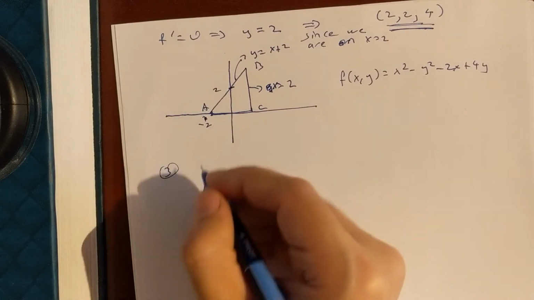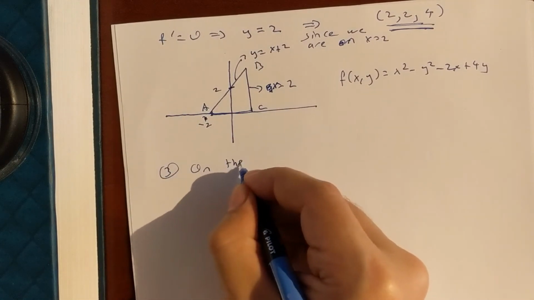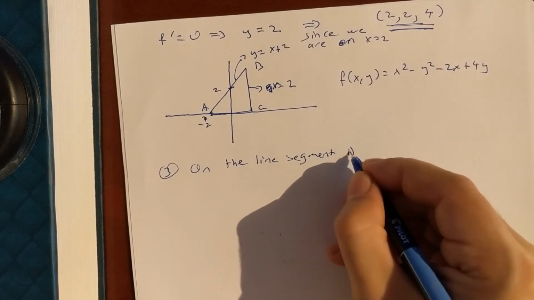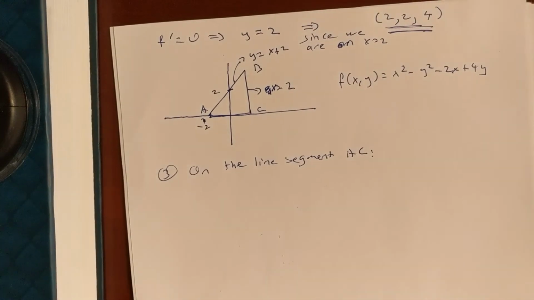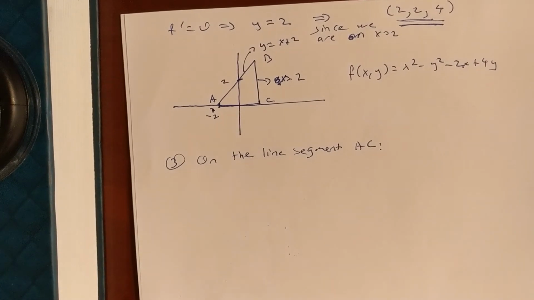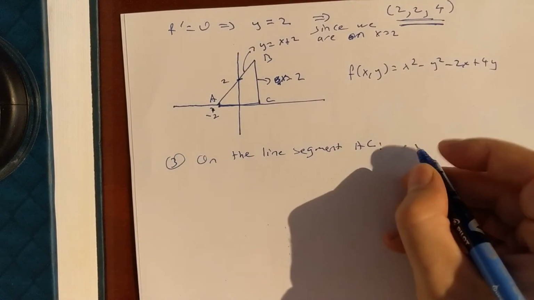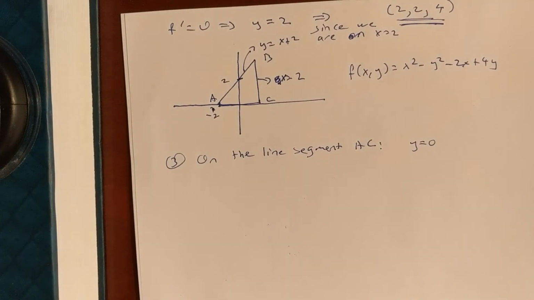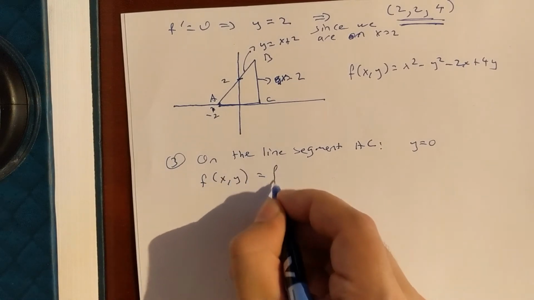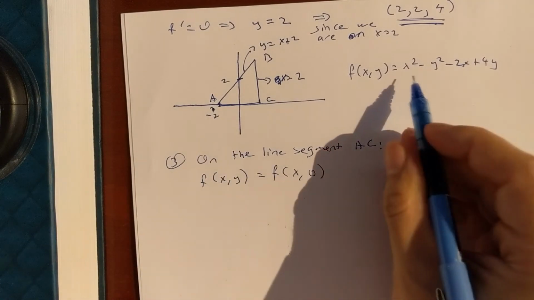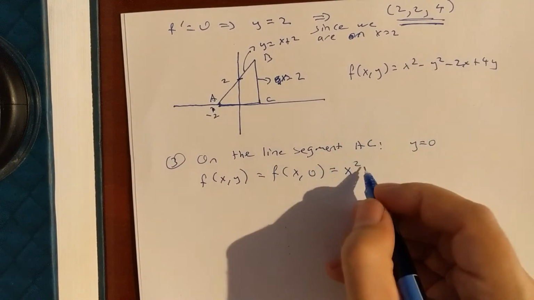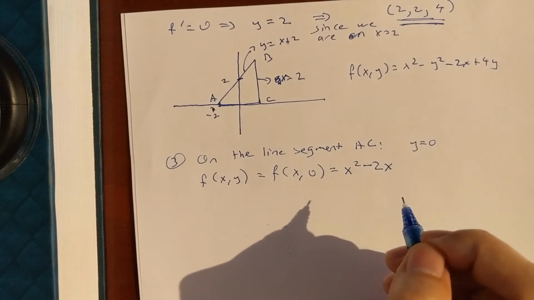So 3, on the line segment AC. What's going on on the line segment AC? Well, the line segment AC is just the x-axis, that's just y equals 0, the piece where y equals 0. So f of x, y is the same thing as f of x, 0. Plug it in here. Wherever you see a y, these terms are gone. So it's x squared minus 2x.